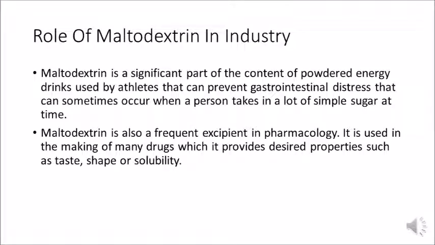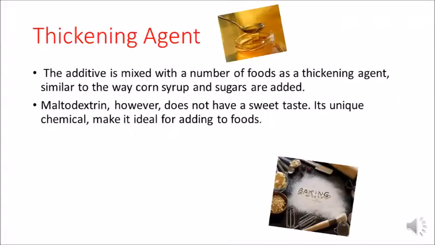Role of maltodextrin in industry. Maltodextrin is a significant part of the content of powdered energy drinks used by athletes, which can prevent gastrointestinal distress. Maltodextrin is also a frequent excipient in pharmacology. It is used in the making of many drugs, where it provides desired properties such as taste, shape, or solubility.